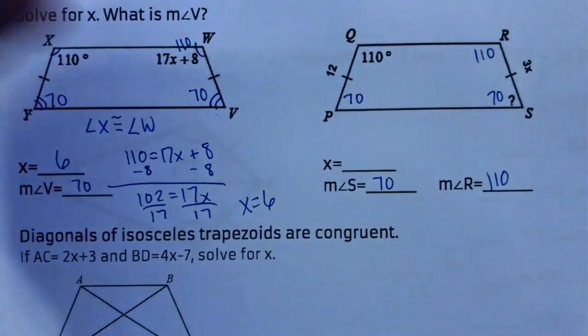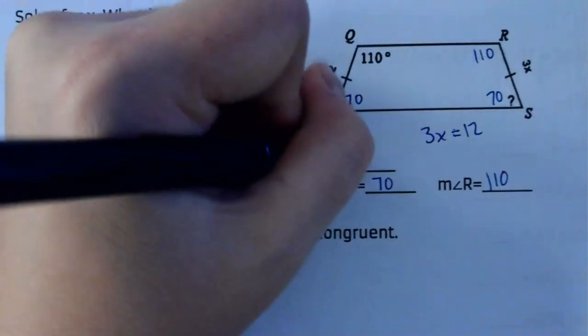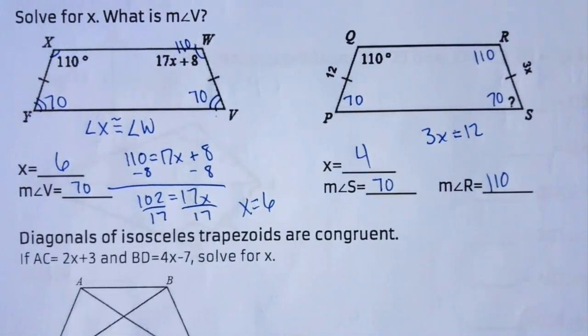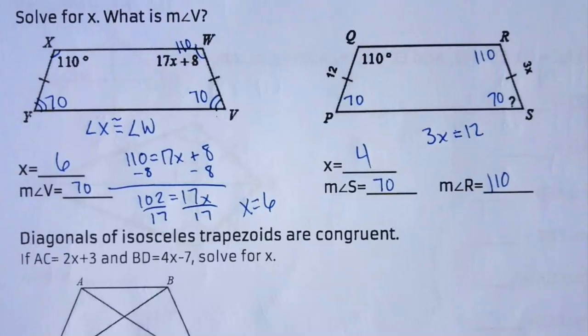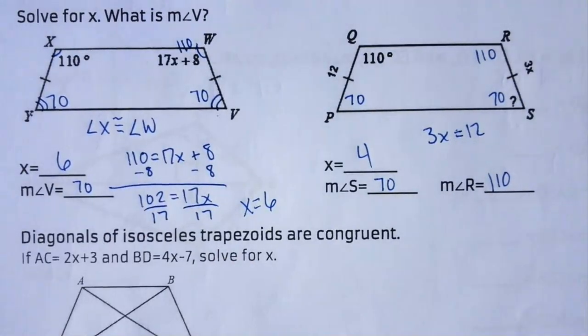And then the legs are the same. So we know legs are congruent. Set them equal. X is going to be 4. So just really those 3 properties that we talked about. Well, we've only talked about 2 of them so far. We haven't got to diagonals yet. But the legs being congruent and the base angles being congruent. As long as you can identify what legs are and what base angles are, it's pretty easy.